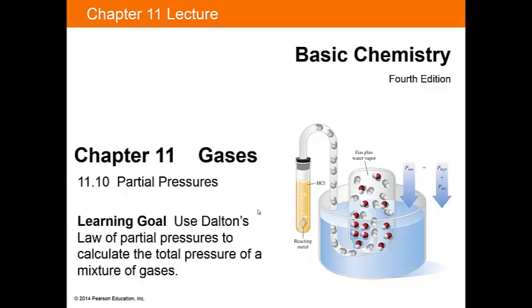Well, welcome back to another rousing rendition of Basic Chemistry, Chapter 11, 11.10, last part of this chapter. So we're going to use Dalton's law of partial pressure to calculate the total pressure of a mixture of gases. All right? Sounds complicated, really isn't. So we'll figure this out.